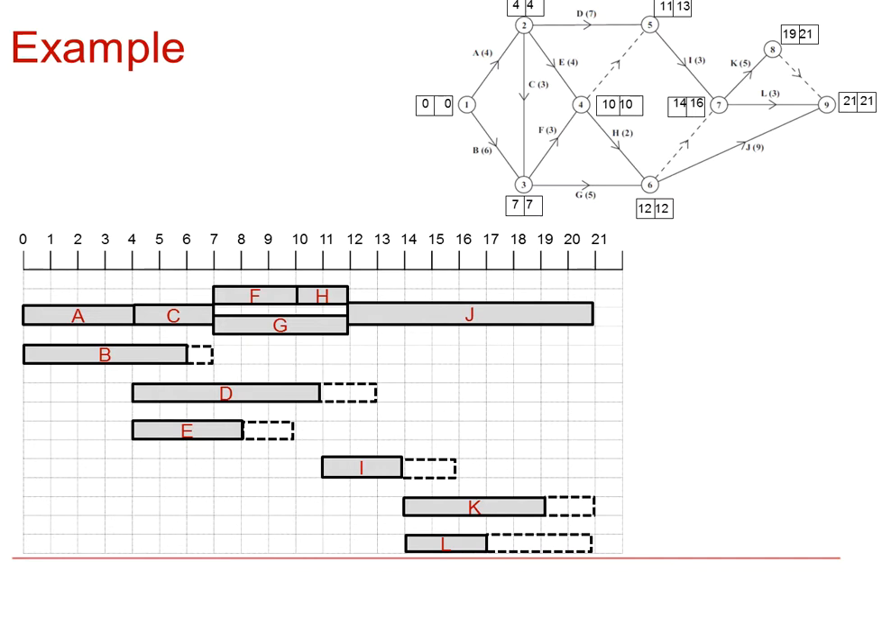Note that the use of the dummies in this activity network does not influence the way we work out the floats. So, for example, with L, we would still be looking at 21 minus 14 minus 3 to give us that float of 4.